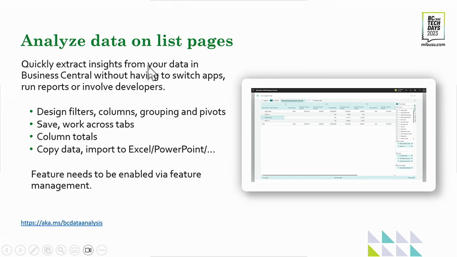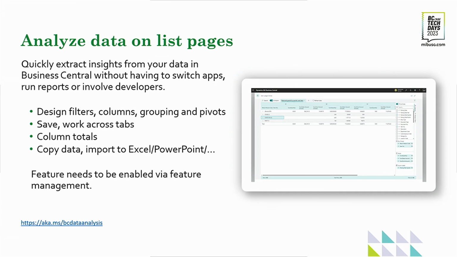So another boost that we're giving to your productivity for your users is being able to analyze data on list pages. This allows you to quickly extract insights from your data in Business Central without having to switch to a different app, run a report, or involve your developers to write a new report. When you analyze data, you can design filters, columns, grouping, and pivots. You can save your work across different tabs. You can find column totals, copy all your data, and import it to Excel, PowerPoint, and anywhere else you need.